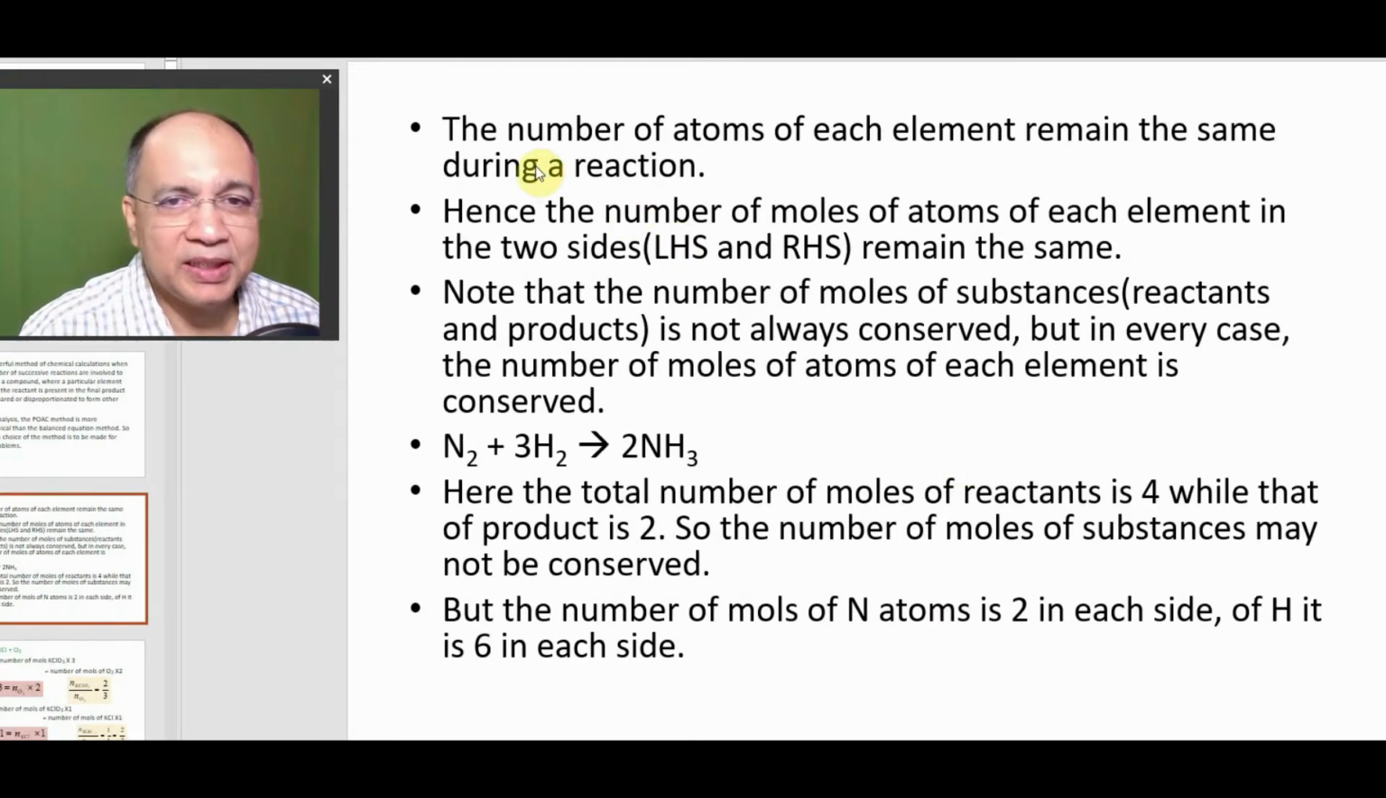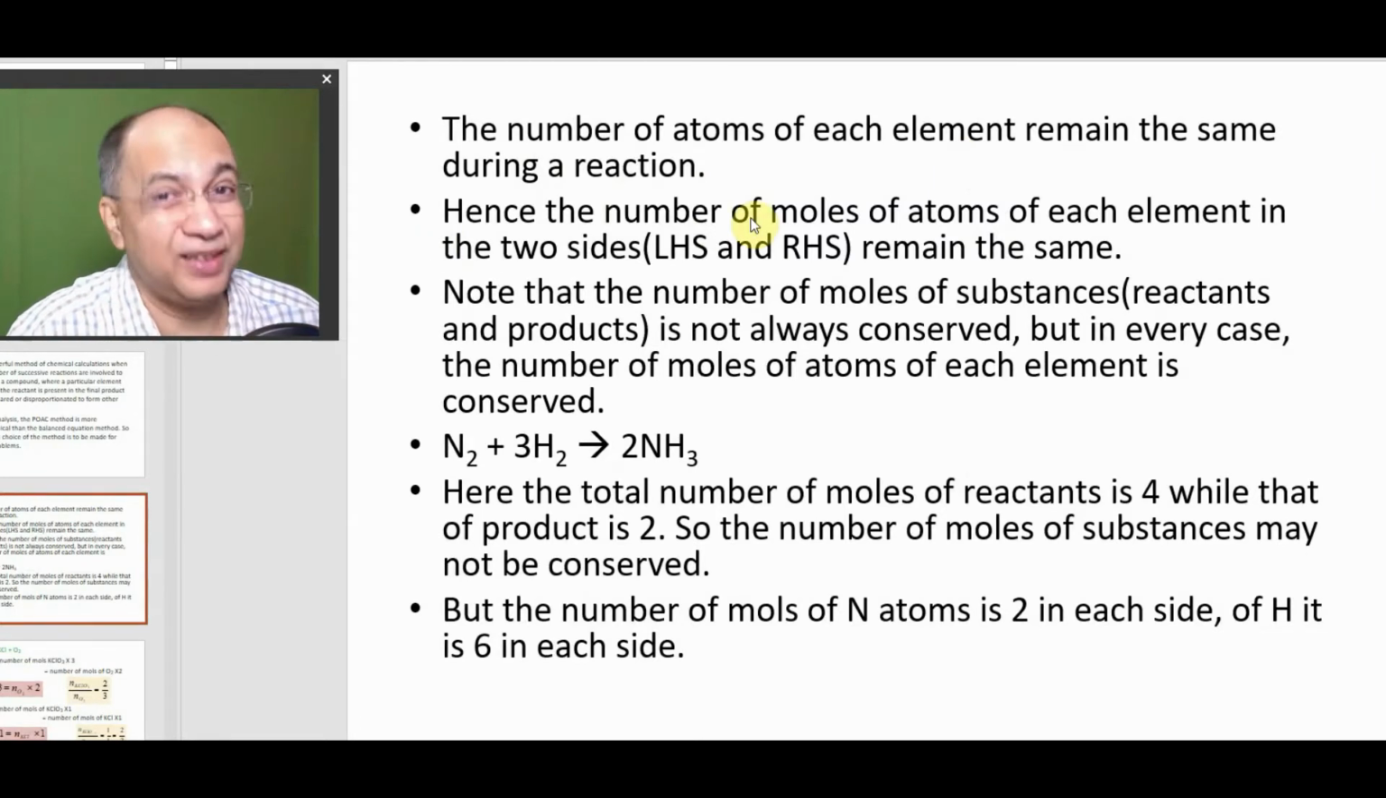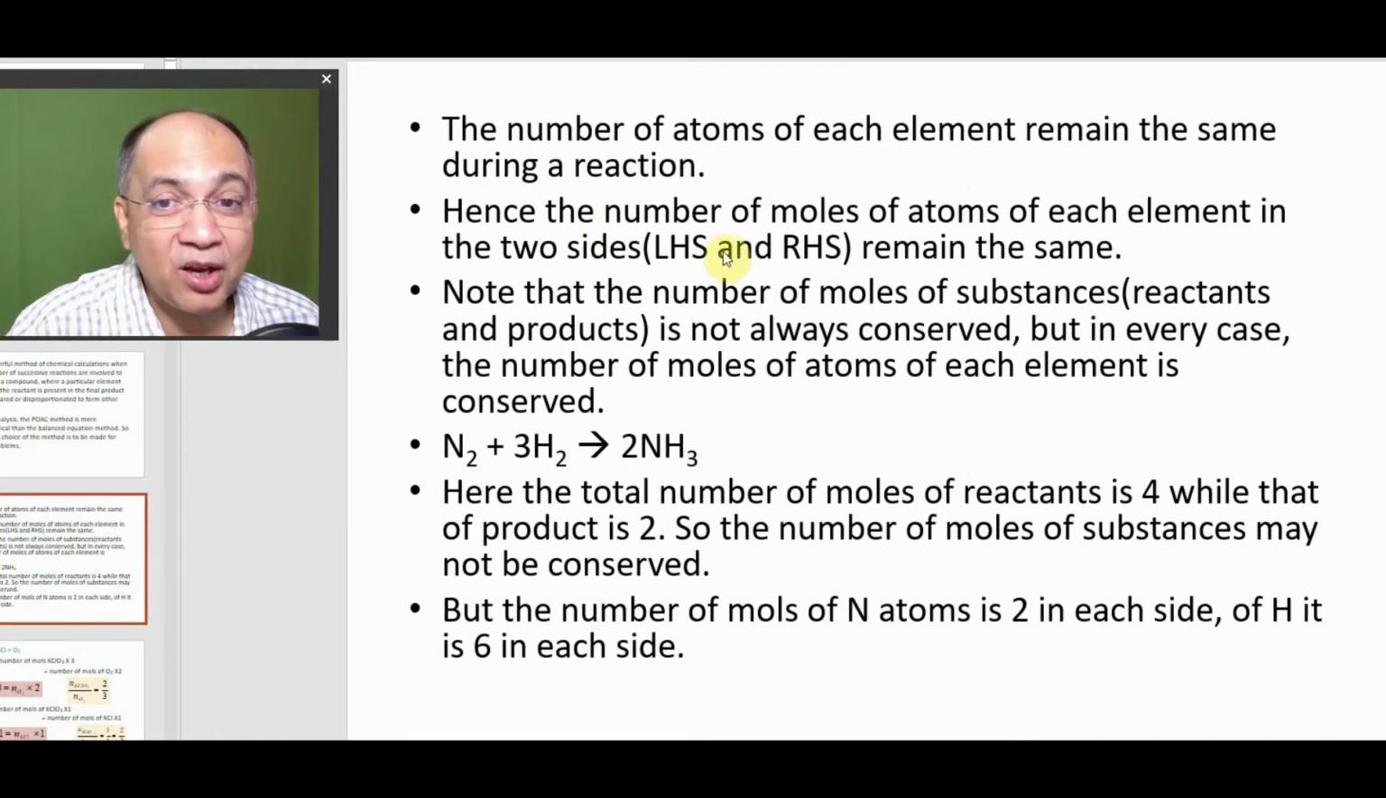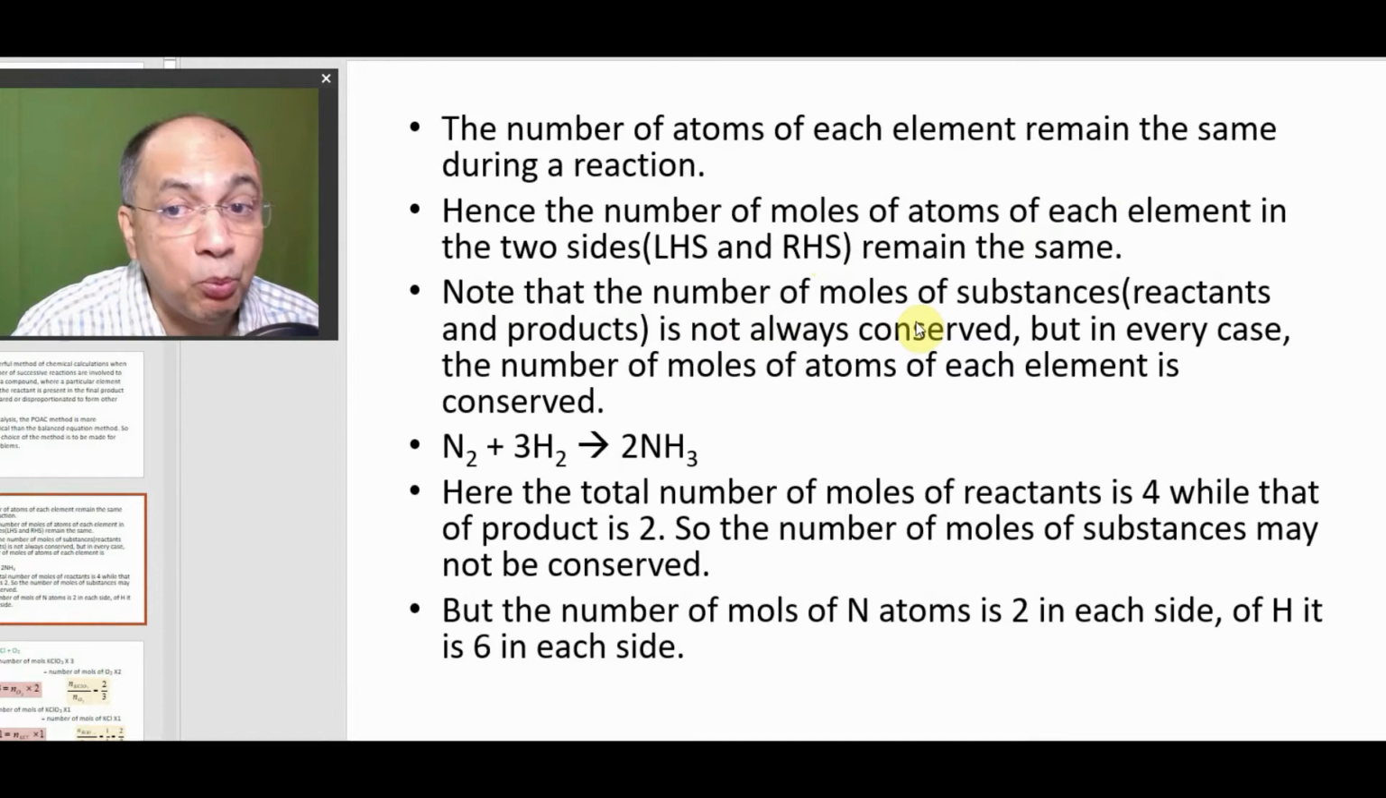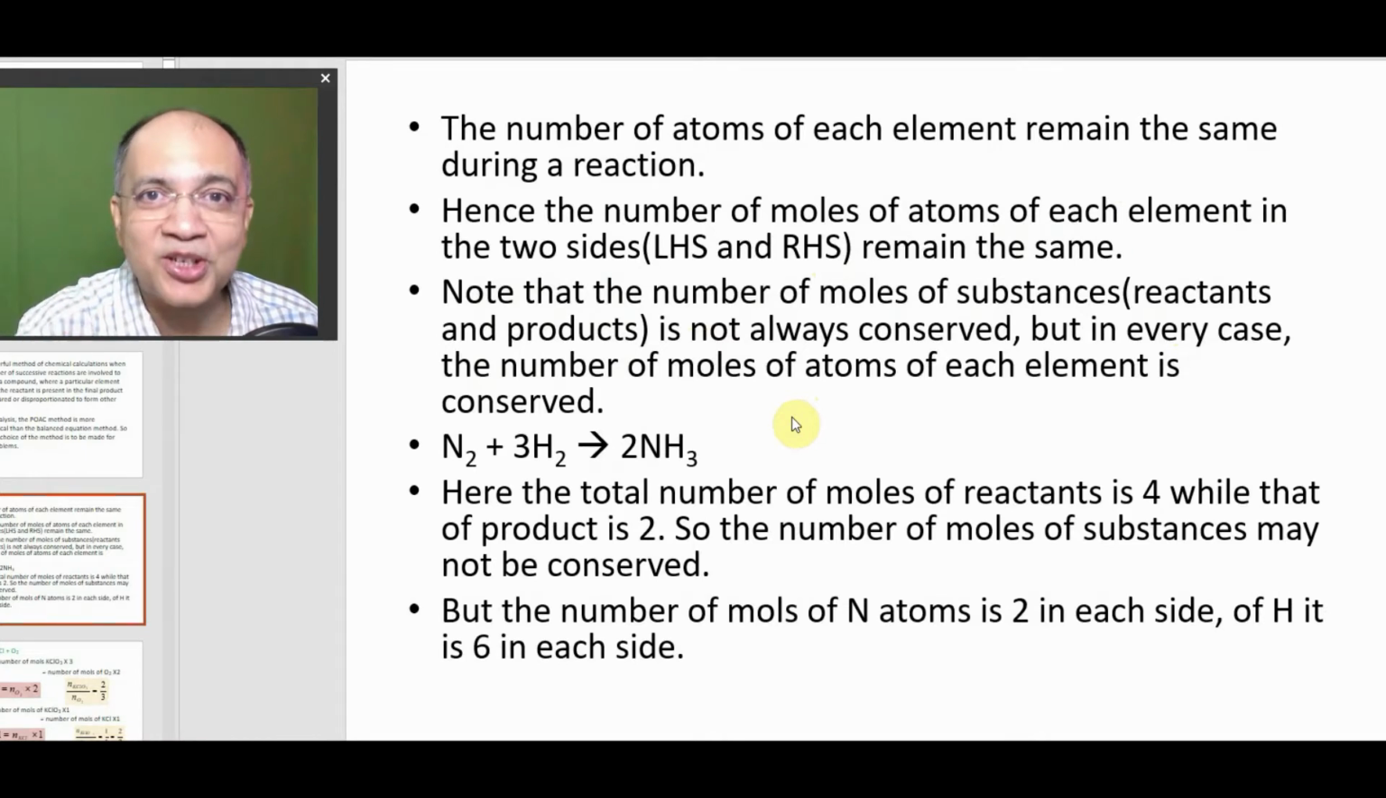Now see, the number of atoms of each element remain the same during the reaction. That leads to conservation of mass, number of atoms. Hence, the number of moles of atoms of each element in the two sides remain the same. Note that the number of moles of substances, that is reactants and products, may not be conserved, and in fact, in most of the reactions it is not. But in every case, the number of moles of atoms of each element is conserved, has to be conserved, because the mass has to be conserved, right?